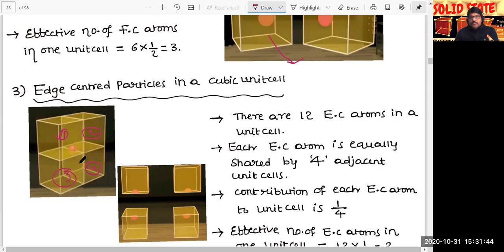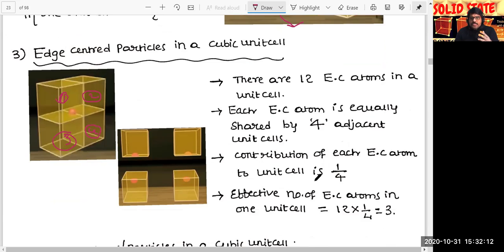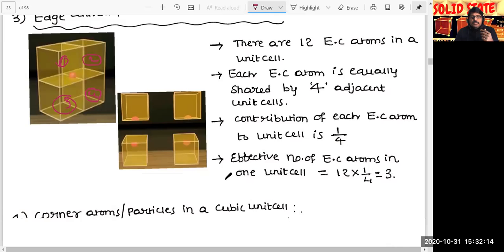Edge-centered atom. It is shared by how many unit cells? 4. How? Like this. Now, one edge-centered atom is shared by 4 unit cells. What does it mean? Each unit cell will get how much? 1 by 4. The contribution of an edge-centered atom to each unit cell is 1 by 4.